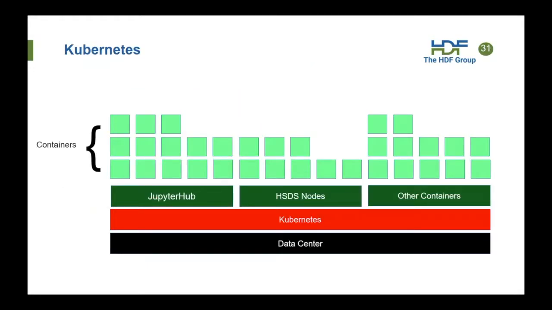So here we have a data center. Running that is Kubernetes. So Kubernetes is running across a cluster of servers. And Kubernetes can support these heterogeneous workloads, right? Different types of containers. You have JupyterHub containers, you have the HSDS containers, you may have other application-based containers, and they all can run within this context of Kubernetes.